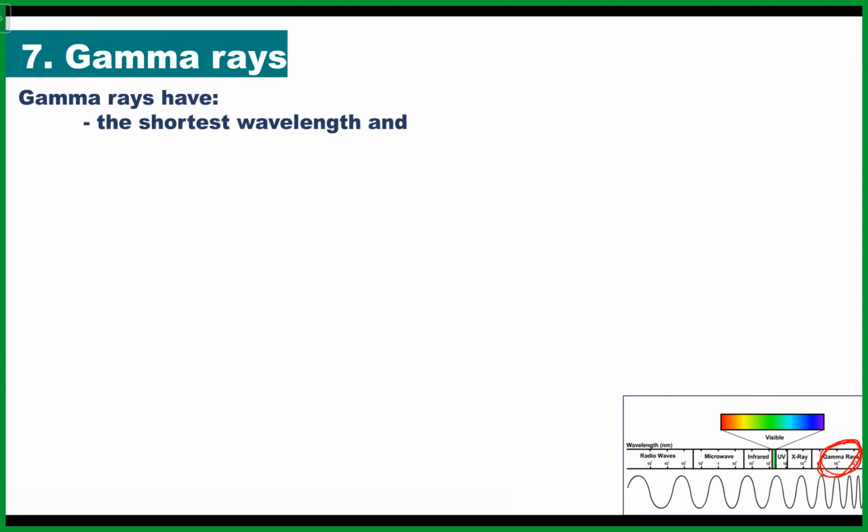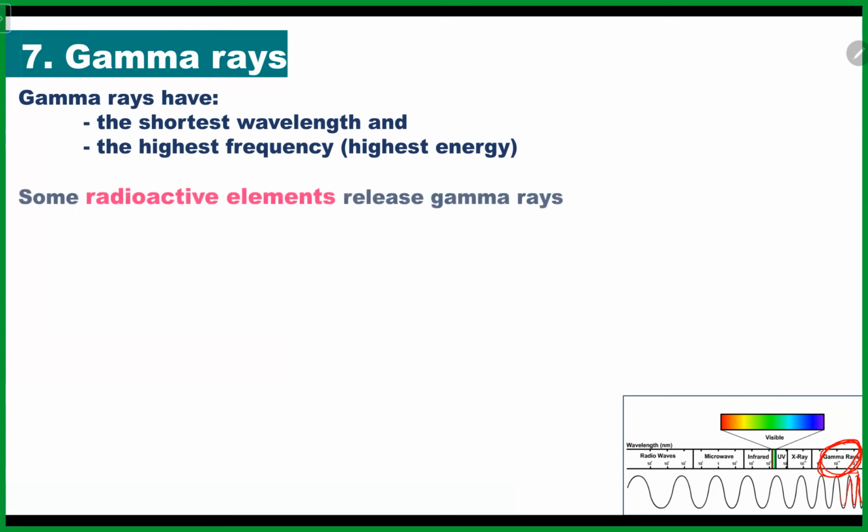And with that, we are coming to the last electromagnetic wave, which is the gamma rays. So gamma rays have the shortest wavelength and the highest frequency and highest energy. So gamma rays are the waves that are on the other end of the electromagnetic spectrum. And these waves have the shortest wavelength and the highest frequency and energy. So you need to remember that gamma rays are extremely high energy waves.